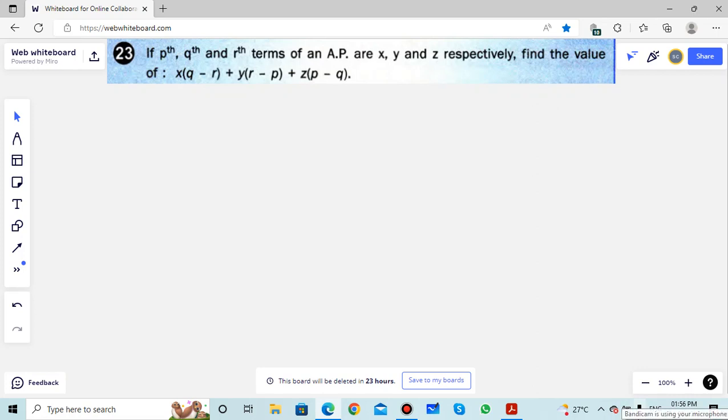Example number 23. The pth, qth and rth term of an AP are x, y and z respectively. So what does it mean? It means the pth term. So how do we write pth term? Nth term is Tn, so pth term will be Tp is equal to x.